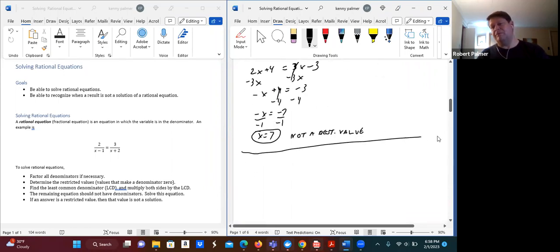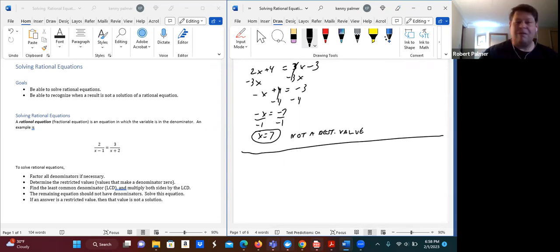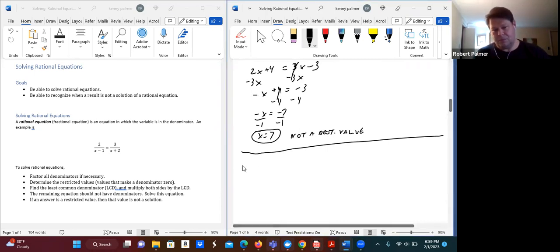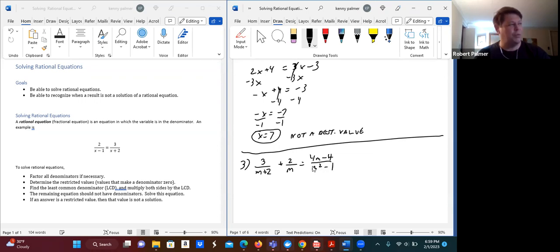All right. Let's take a look at a third one. Like I said, the bad thing about these is they tend to be kind of long to write out. The essential process we're going to do is basically what we just did. So let's take a look at the next one, number 3. Okay. So we have 3 over m plus 2 plus 2 over m is equal to 4m minus 4 over m squared minus 1. Now, what I want to do is factor our denominators.